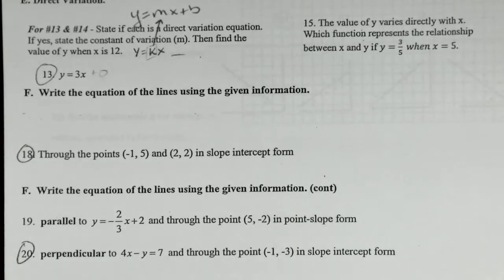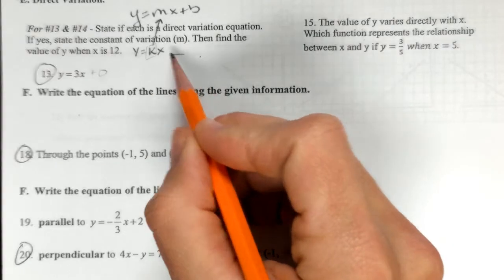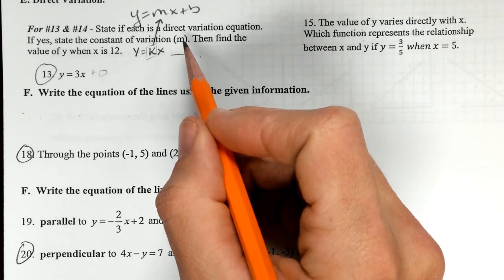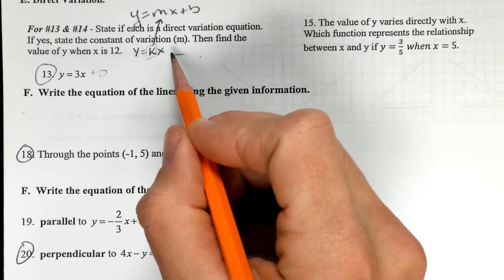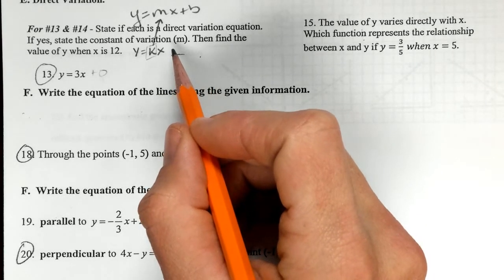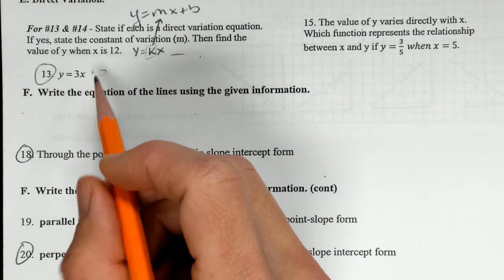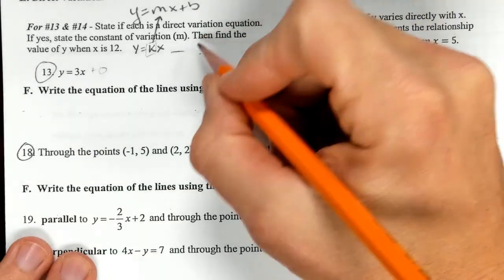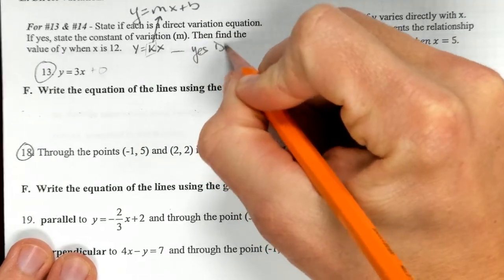If we look at our formula, y equals kx, you do not see anything right here. So if there's a number after the x, it is not direct variation. On number 13, there is nothing after the x. So this is direct variation. That was the first question.